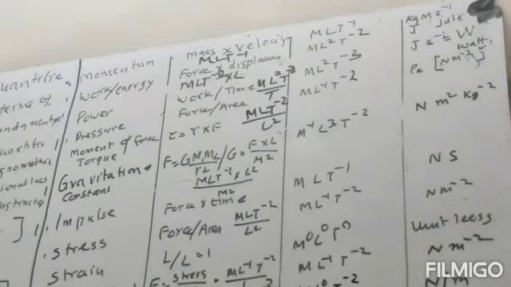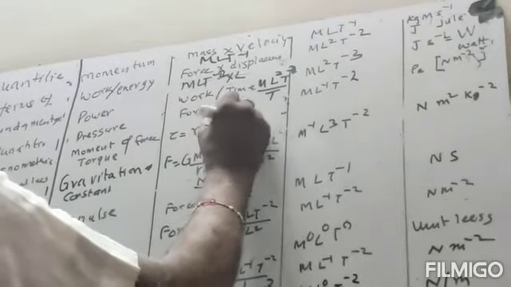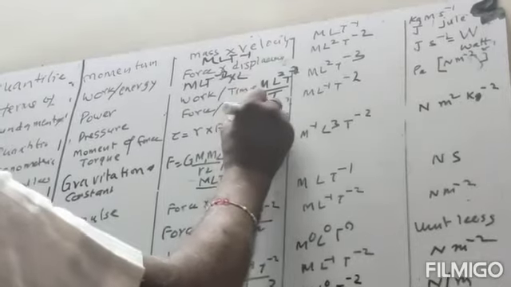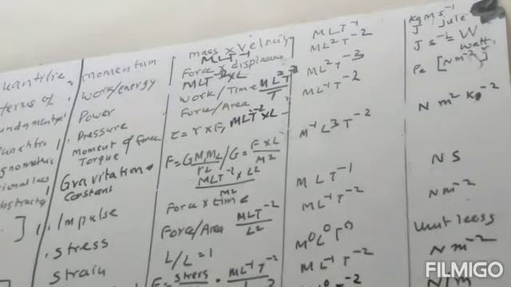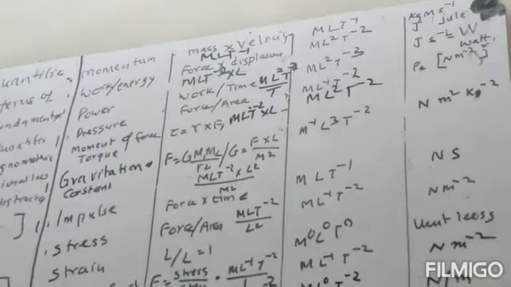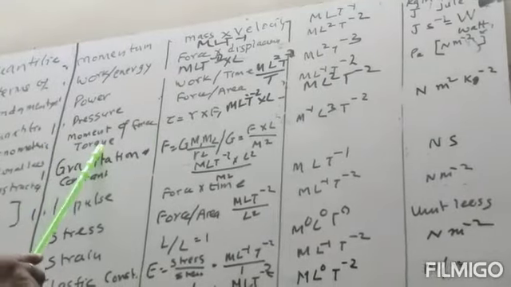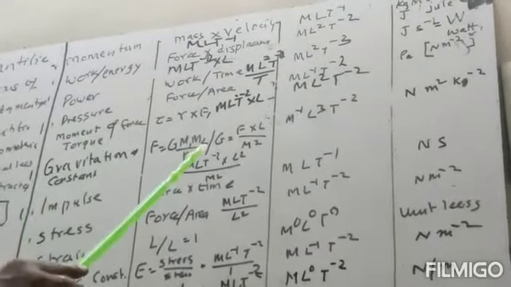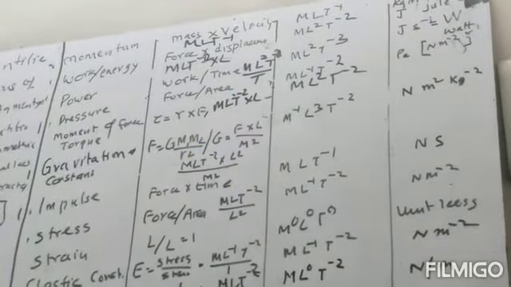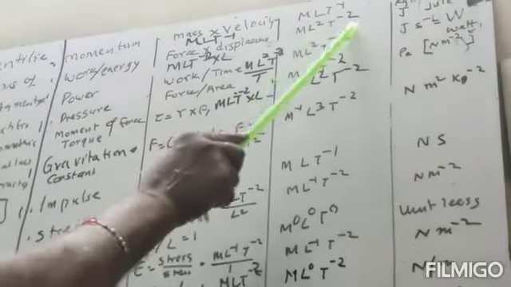Now what is moment of force? Moment of force is force multiplied by distance. So unit of force is MLT^-2 multiplied by distance L. So its dimension will be equal to ML^2T^-2. So this will be the moment of force. This is also known as the torque. The unit of torque is same as that of the energy or work. But energy or work is a scalar quantity, whereas moment of force is a vector quantity.